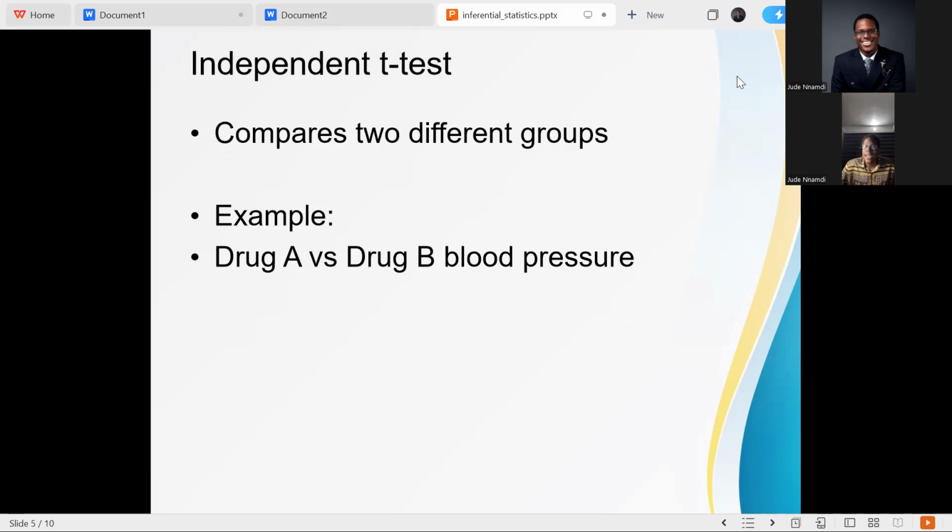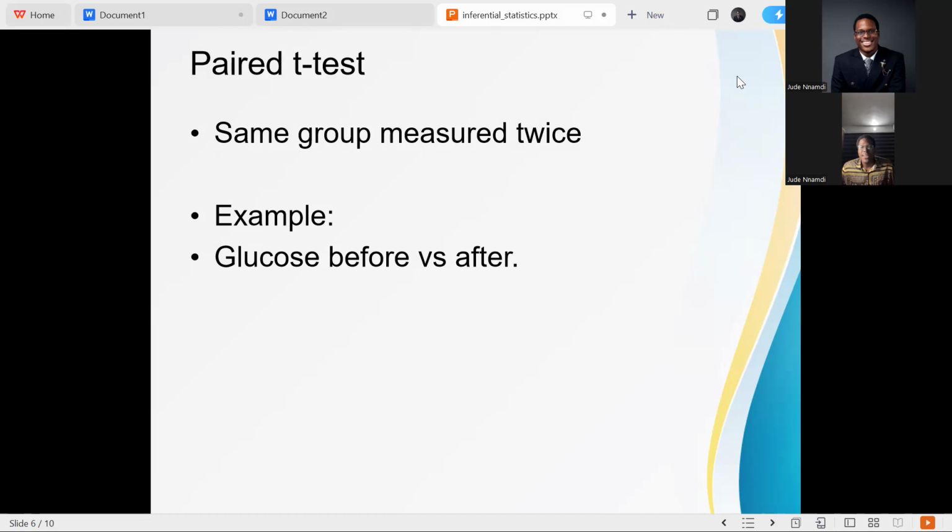The first is the independent t-test. The independent t-test compares two different groups. For example, you want to measure blood pressure. First of all, blood pressure is a numerical variable, so it fits using a t-test. You want to measure the blood pressure in a set of patients using two different medications. So now there are two sets of patients, which is two groups, and the blood pressure you're measuring is a numerical variable. You can use the t-test to know if there's any statistical difference in the blood pressure between these two groups. The second type of t-test is the paired t-test.